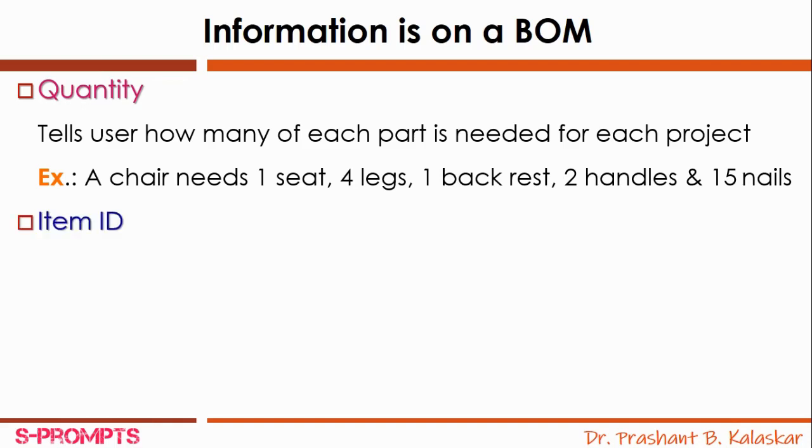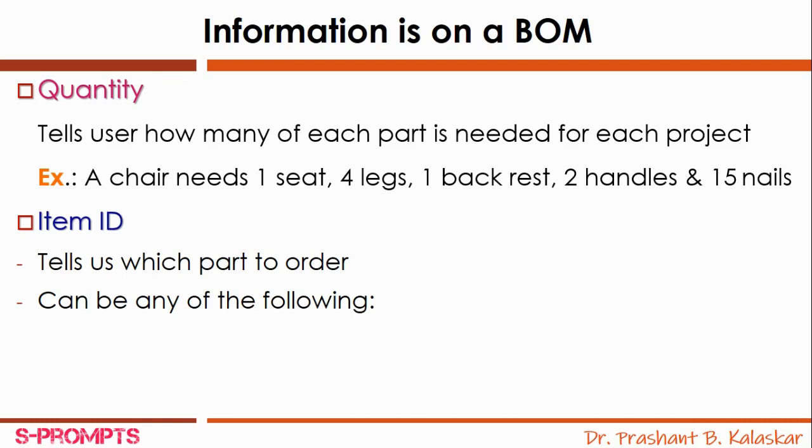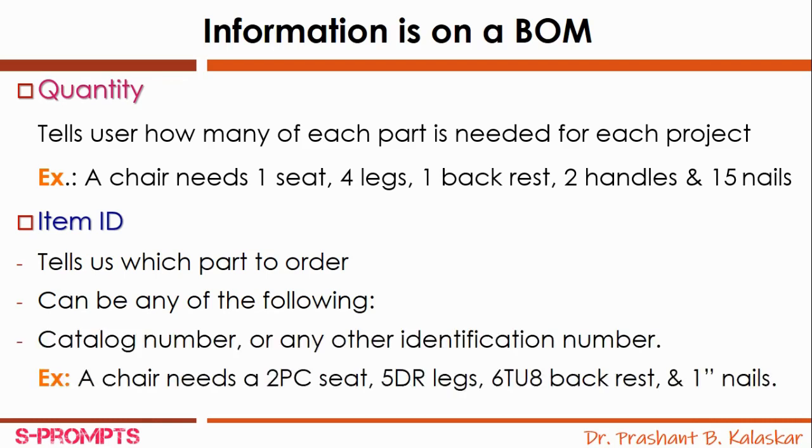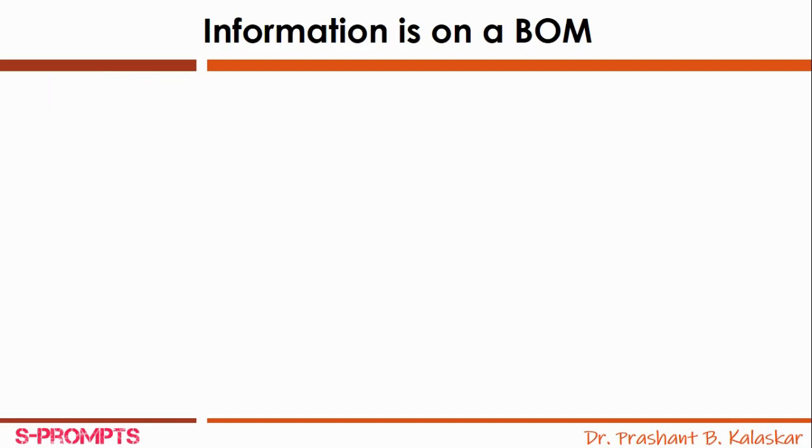Second is the item ID, that is the code with which the item can be identified or identical items can be separated. Thus the item codes can be based on any of the following, such as catalog number or any other identification number decided between the supplier and the manufacturer. For example, a chair needs a 2 PC seat, 5 DR legs, 6 TU, 8 backrest and 1 inch nail. Here 2 PC, 5 DR are the item codes.